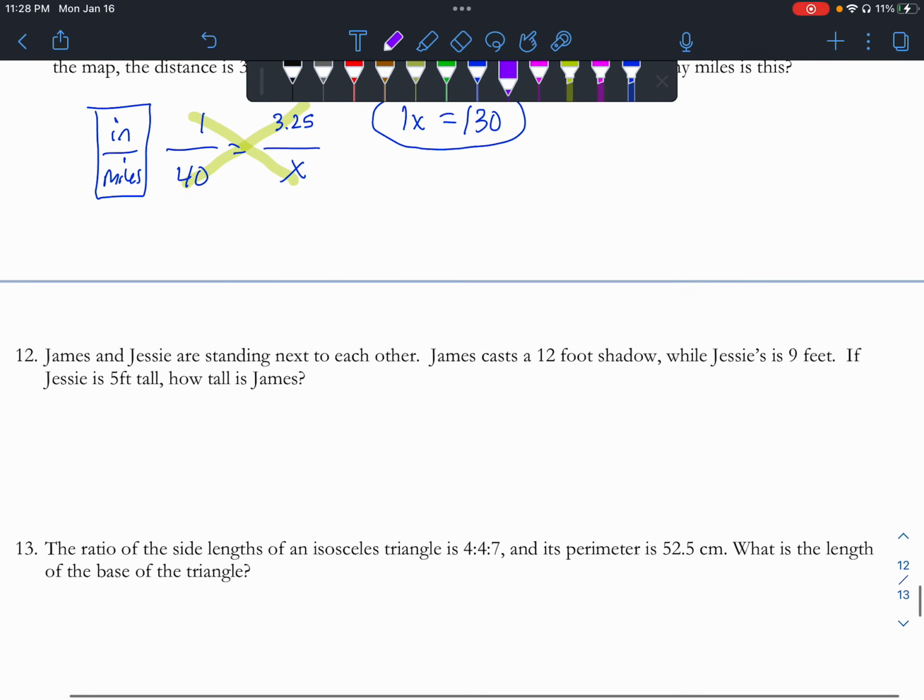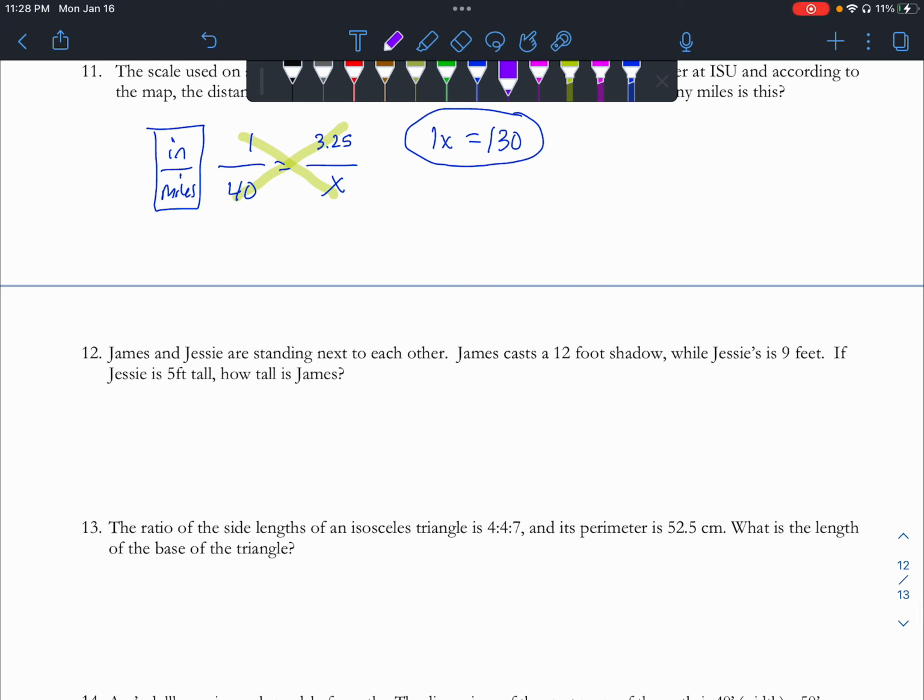James and Jesse are standing next to each other. This is another one where I'm a big picture guy. Let's say this is James, he's standing here. Now, they don't necessarily need to be standing next to each other. I want you to think of them as just two separate people, two separate triangles that we see here. Let's call this James. Let's call this Jesse. James casts himself a 12-foot shadow. Jesse's is 9. They're also saying that Jesse is 5 feet tall. How tall is James going to be?